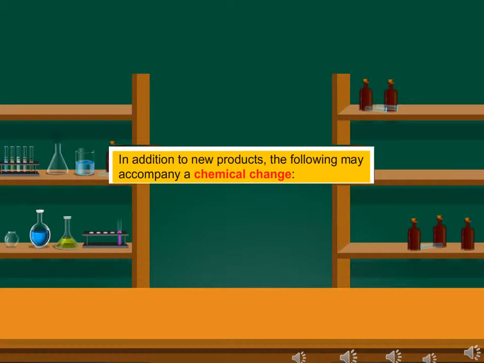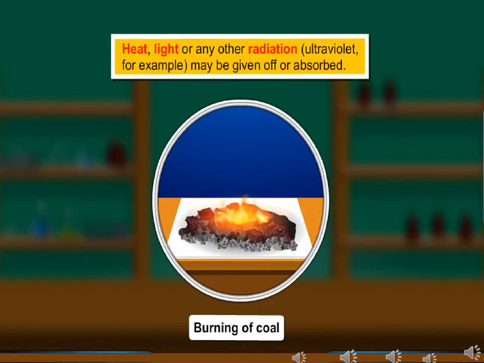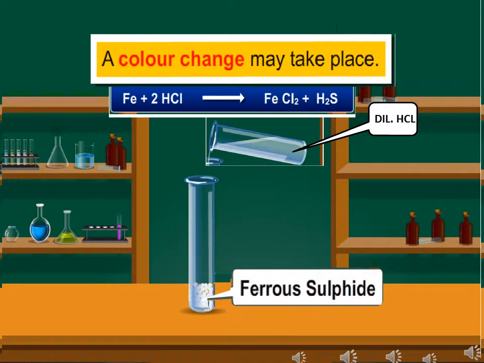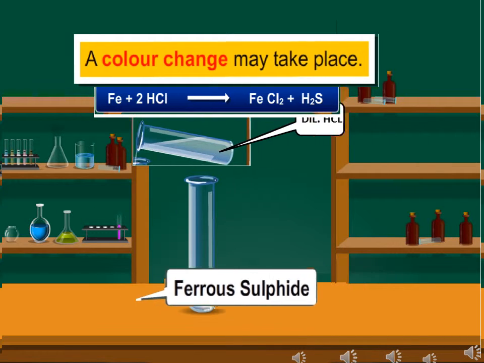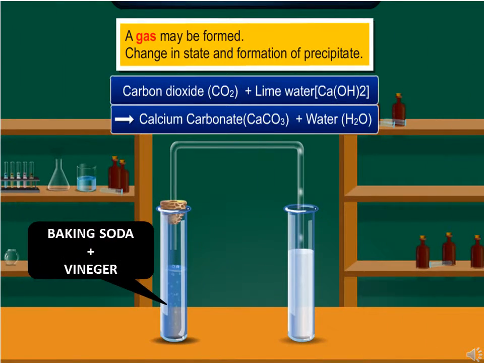In addition to new products, the following may accompany a chemical change. Heat, light, or any other radiation, for example ultraviolet, may be given off or absorbed. A color change may take place. Fe plus 2HCl gives FeCl2 plus H2S, which smells like rotten eggs. A gas may be formed. Change in state and formation of precipitate. Carbon dioxide, CO2, plus lime water, Ca(OH)2, gives calcium carbonate, CaCO3, plus water, H2O.